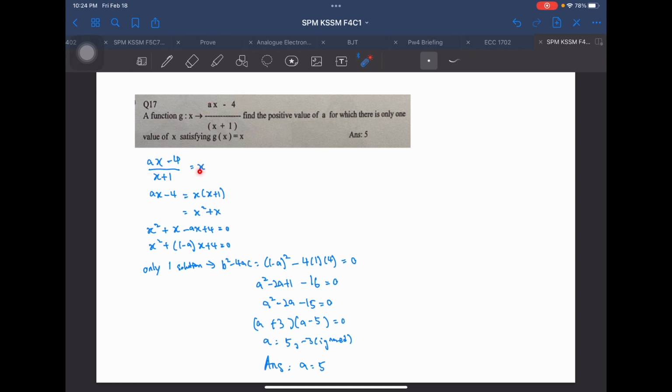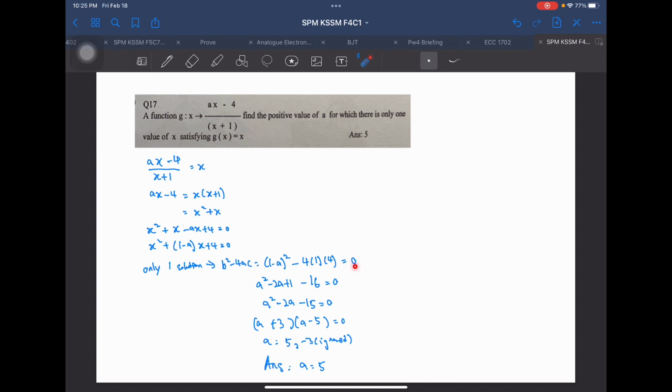So you move the x plus 1 to the right hand side and multiply it out, you get this, and then you move ax minus 4 to the right hand side. So on the left hand side you only have 0. You get this, and then you factorize out the x, so you get 1 minus a here. So it is a quadratic equation. Since there is only one value of x, there is only one solution, meaning the discriminant is equal to 0.